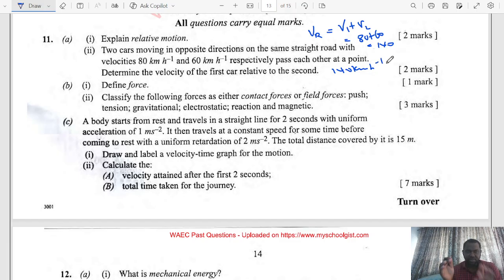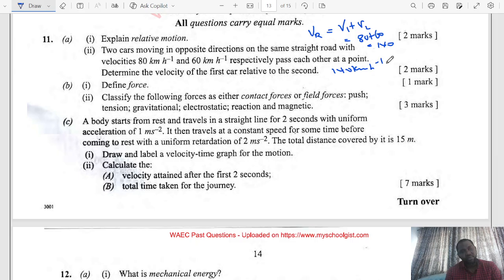So the relative motion between two objects moving opposite to each other is to add. But when they are moving in the same direction, the relative motion is to subtract. Right? And it makes sense such that when you're moving against a car or an object, the person appears to be faster than when you're following behind.